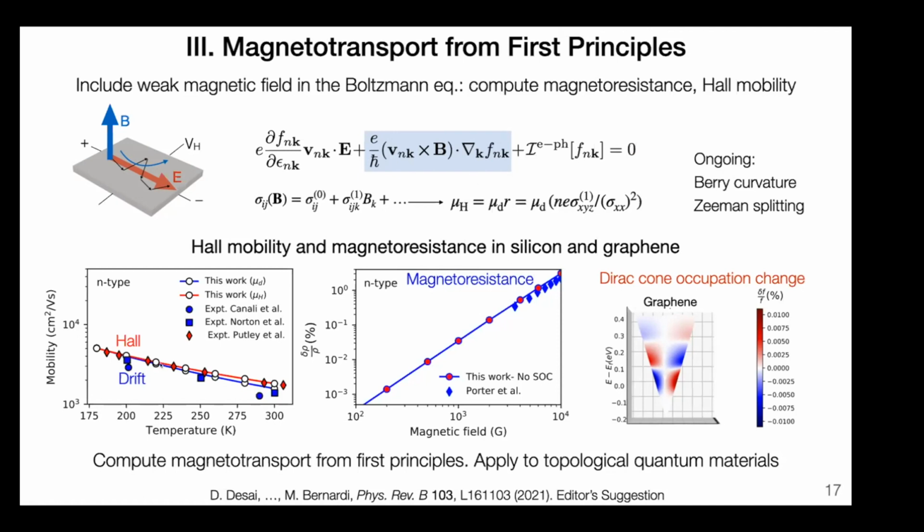And so here we have shown, for example, in silicon that we can compute both of these quantities with a high accuracy. So this will enable a wide range of studies and systems where one applies magnetic fields to study transport.